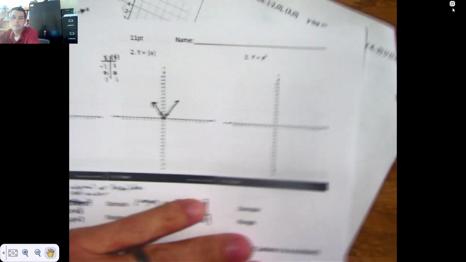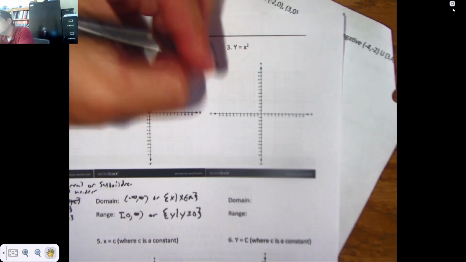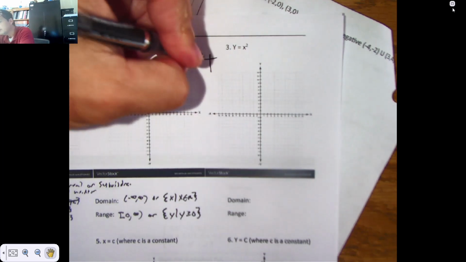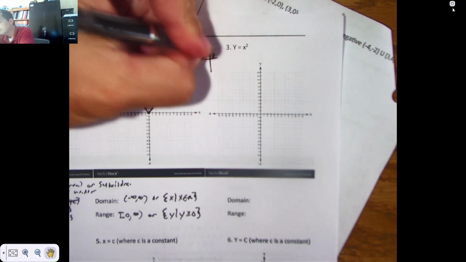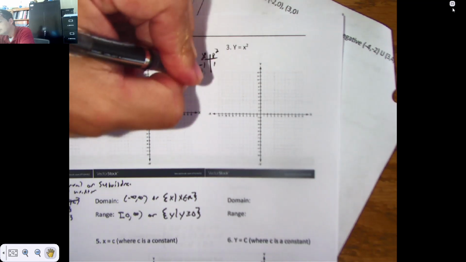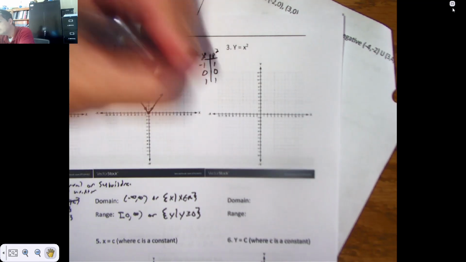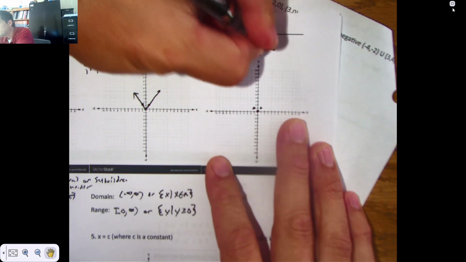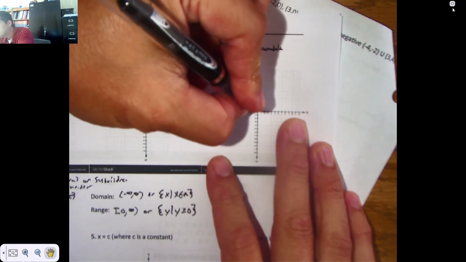All right, next up you have x to the second. She also has the same 3 key points as absolute value. If you take a -1 squared, you get 1. You take a 0 squared, you get 0. You take 1 squared, you get 1. But of course, the difference is she is a parabola. That's what she is. That's what you draw.